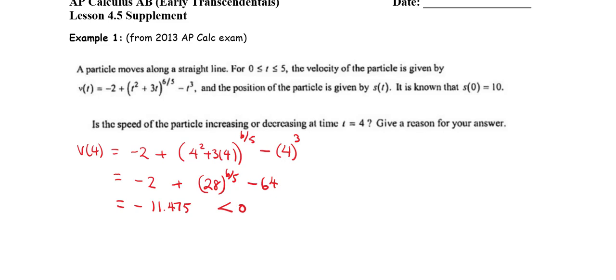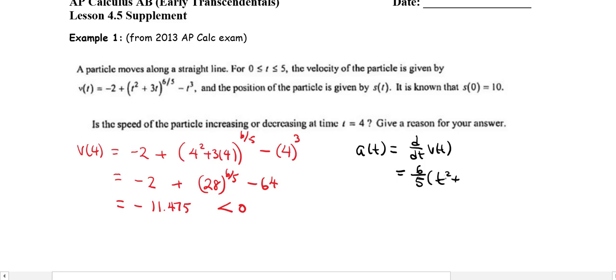The answer is no. We need to find the acceleration, and for this one, we have to figure out the acceleration function first. So remember that acceleration is just the derivative of velocity. The derivative of -2 is 0. We'll use power rule here, so 6/5 gets brought down to the front. I'm imagining there's some chain rule here as well, an extra 2t plus 3. I hope this is pretty straightforward for you all. And then minus 3t squared. Okay. And then here, we're going to now evaluate a of 4. So let's plug in 4.